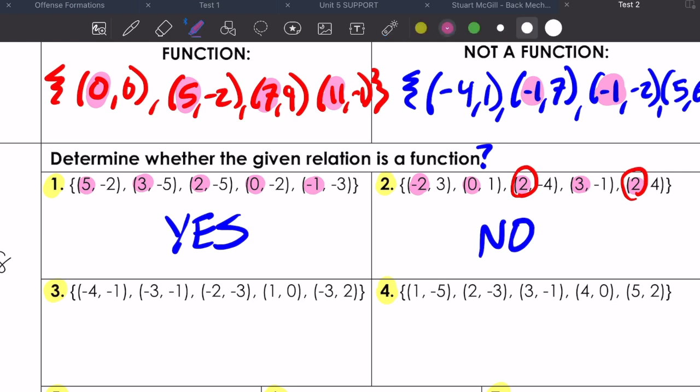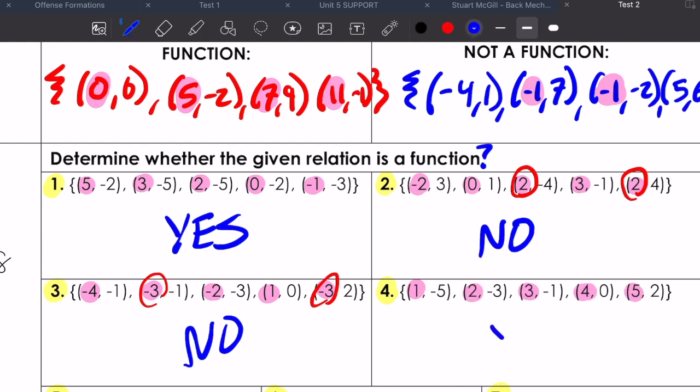Cool. That should be pretty simple. I'm going to fly through these because they're really easy. So to tell down here, you just look at all of the x values. Here again, I have a repeating x value of -3. It can't be a function: input -3 and output -1 and -2. So this is not a function, no. Good. And last but not least, check all your x values here: 1, 2, 3, 4, and 5. There are no repeating x values. So yes, this is a function.